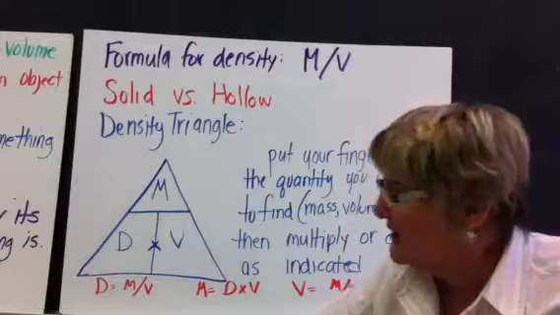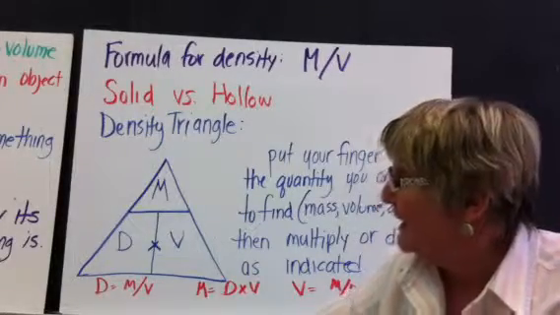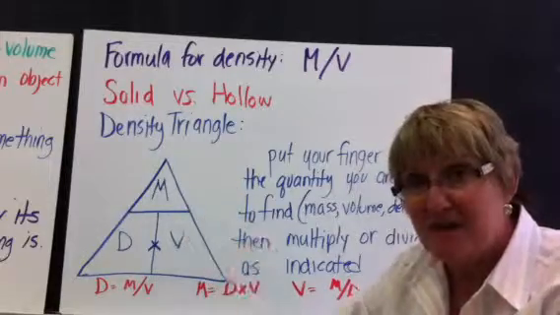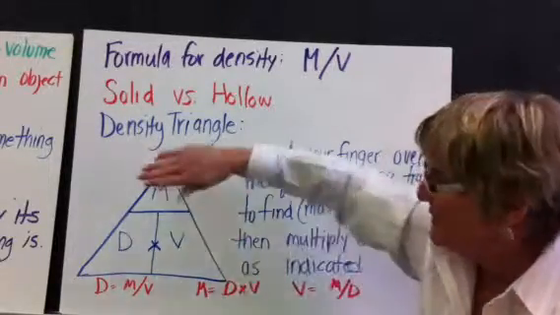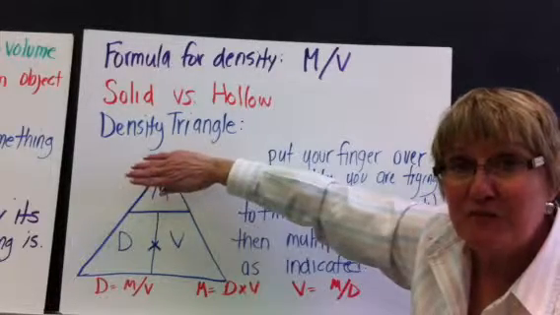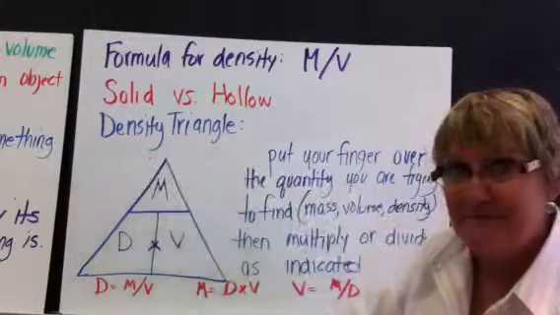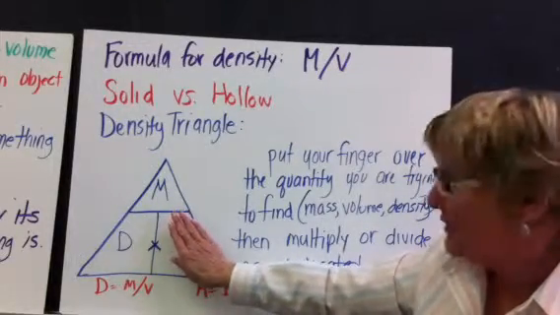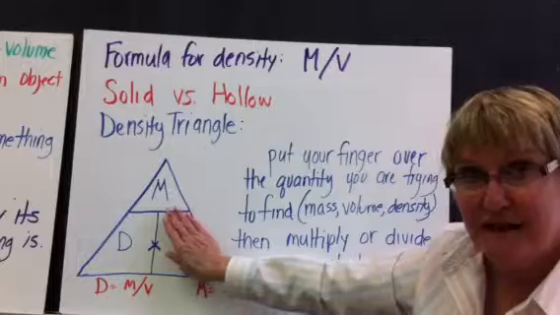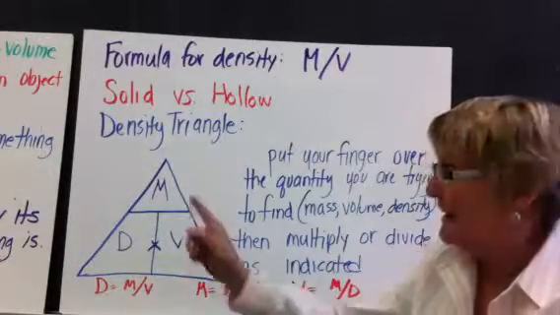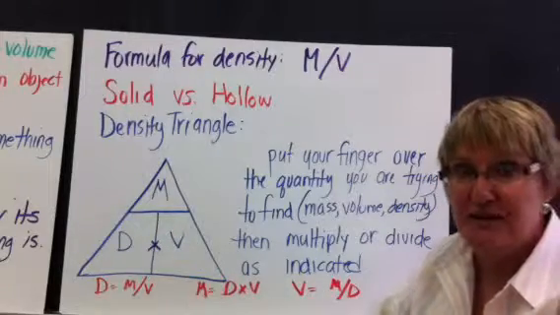Well, let's say I had the density and the volume. Let's say I didn't have the mass and I wanted to find out the mass. Well, I would cover mass and I would take density times volume, and that will give me the mass. Now, if I didn't have volume and I had to find out what that was, I would go mass divided by density. So the density triangle will help us find any of these values that we need.